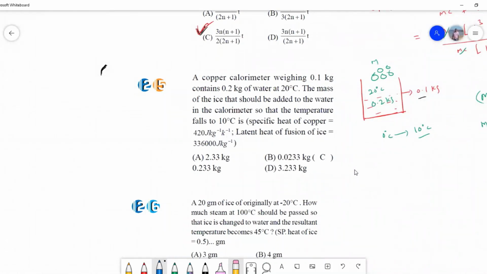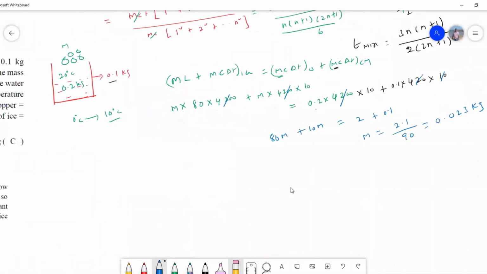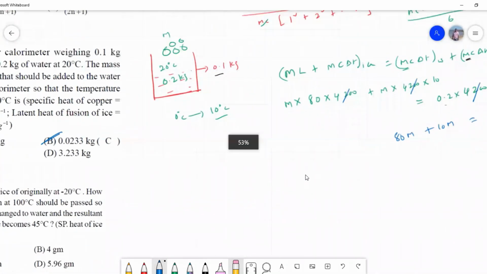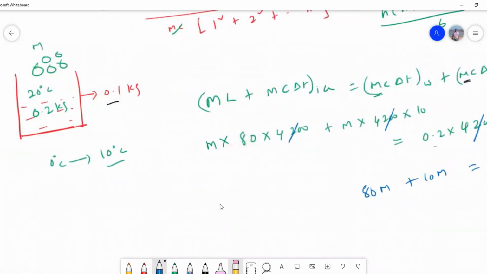So option number B, let's say 0.023 is option number B. So in all these problems, heat lost by one substance is equal to heat gained by the other substance. That's what I equate. So the answer is 0.233. Here a very important point is that ice is initially at 0 degrees centigrade.